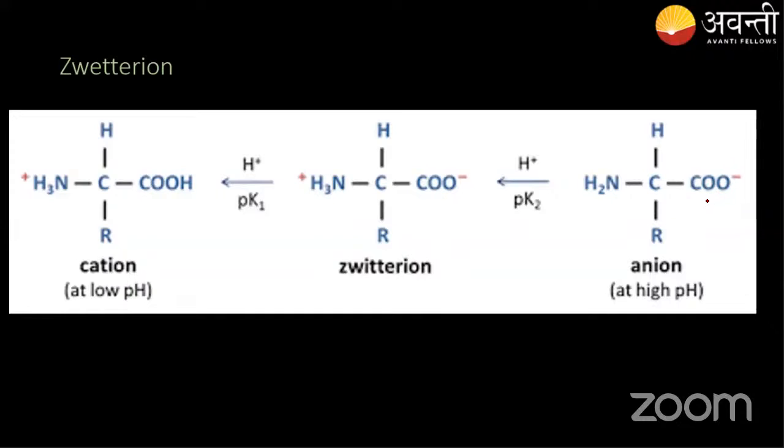Sometimes a single amino acid may have both positive and negative ionic states. Then we call that kind of ion a zwitterion. Zwitterions means the amino acid has both a cationic and an anionic state. In low pH, it is forming the cation, and in high pH, it is forming the anion.